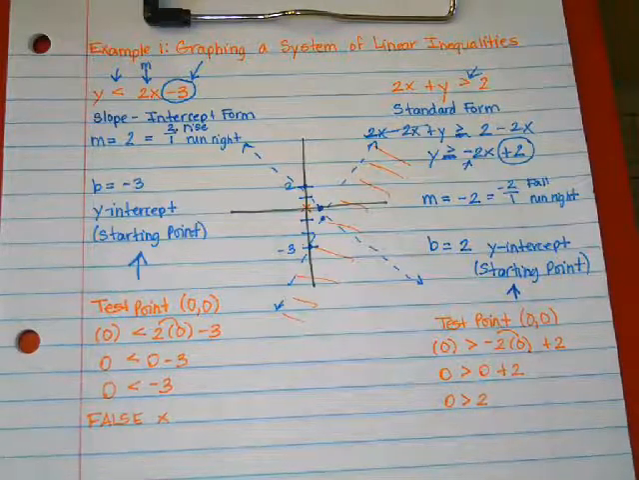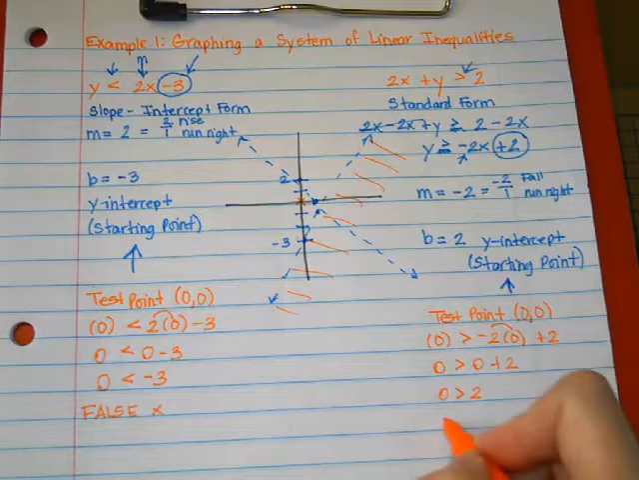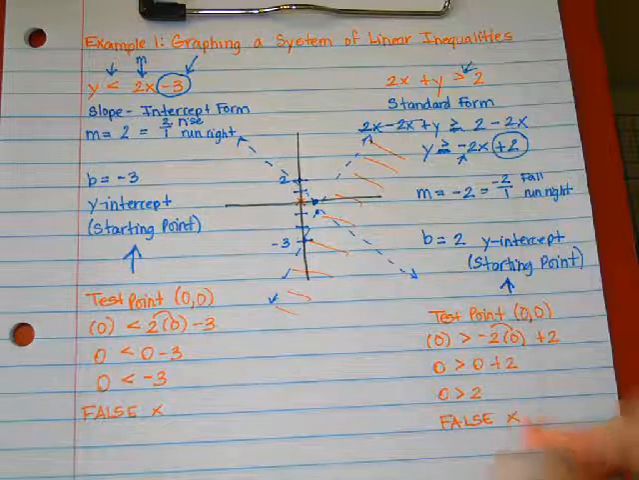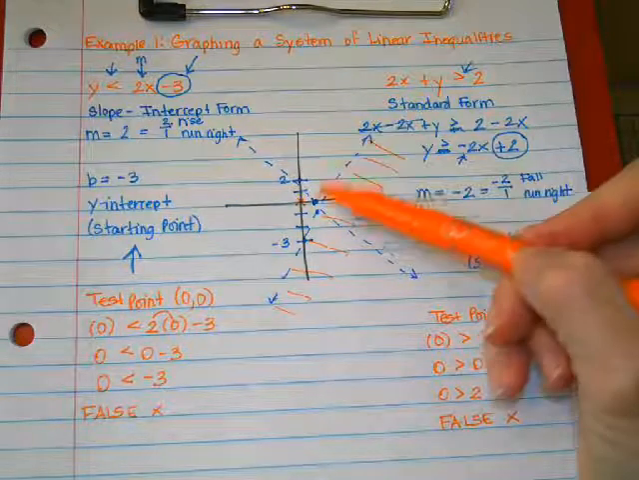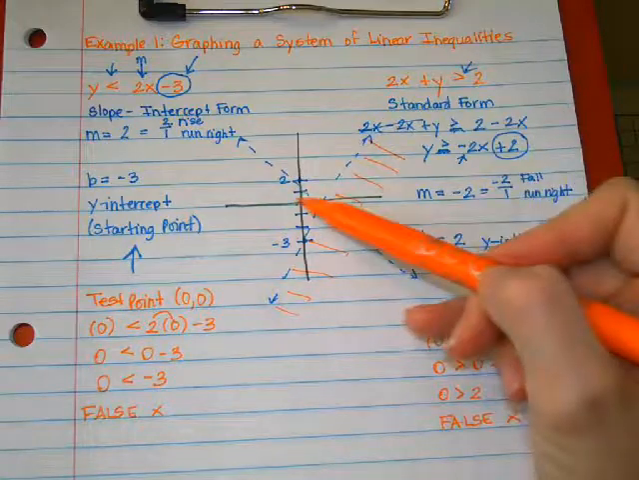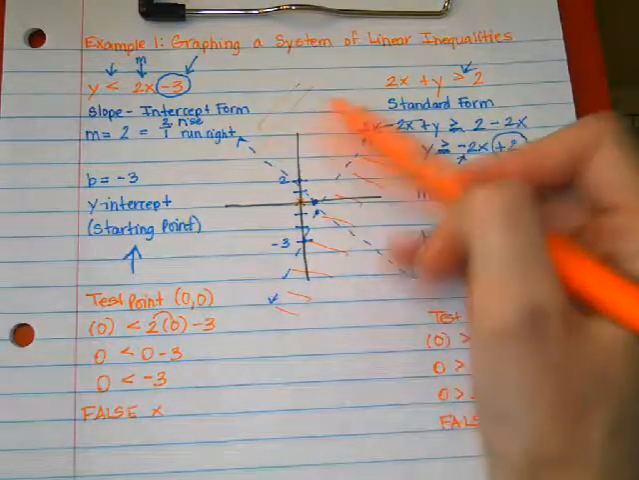Is that true or false, Fabian? You're correct. That is false. 0 is not greater than 2. That's a false statement. So that means if this is our line that Fabian just drew right here, and if this is the true side, it means this side is the false side. So we'd be shading on this side.